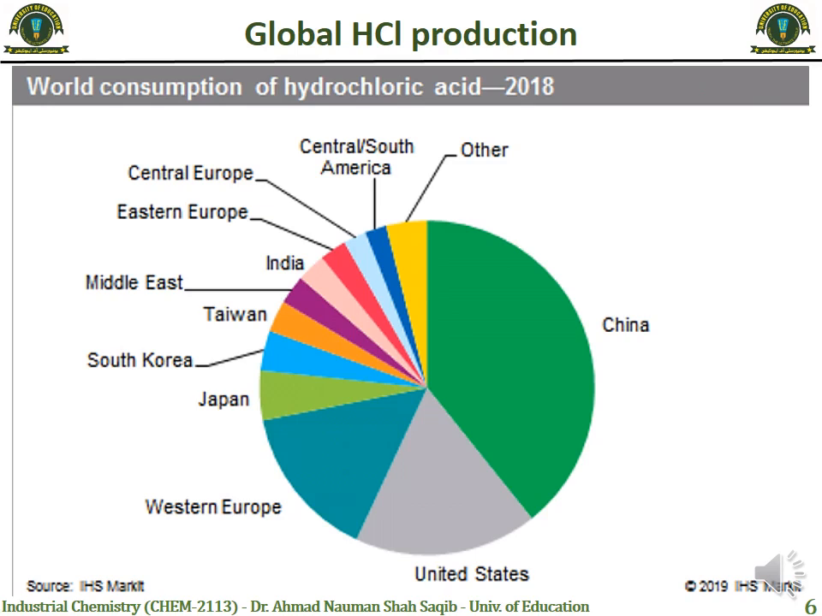China has a lot of steel production, and there are some other industrial applications where HCl is used. So currently China is the leading consumer of HCl, followed by the United States and Western Europe. The other major countries and areas utilizing HCl worldwide include Japan, South Korea, Taiwan, Middle East, India, Eastern Europe, Central Europe, and some South America and other countries. So this is how HCl is used worldwide.